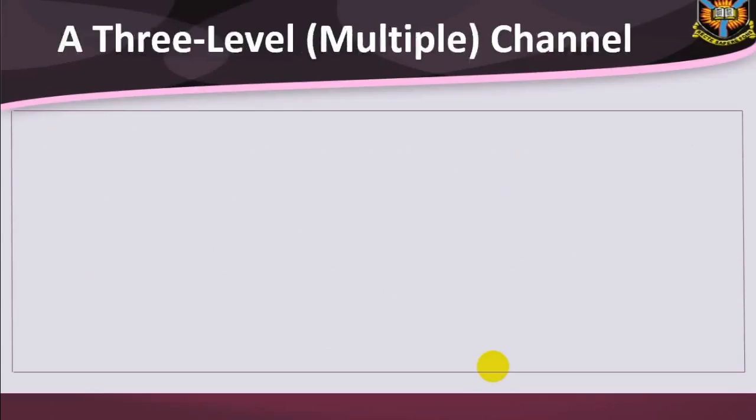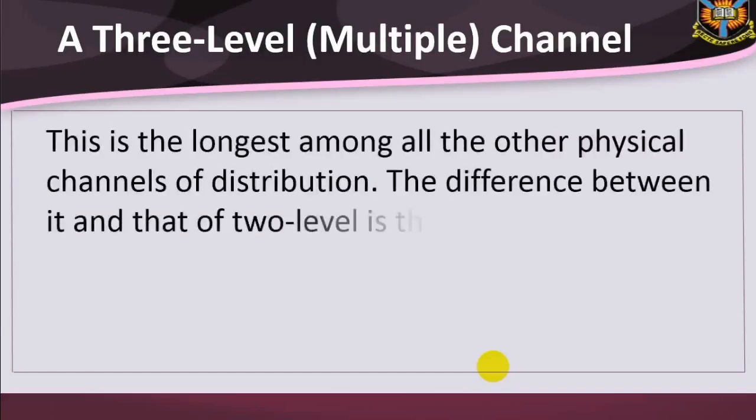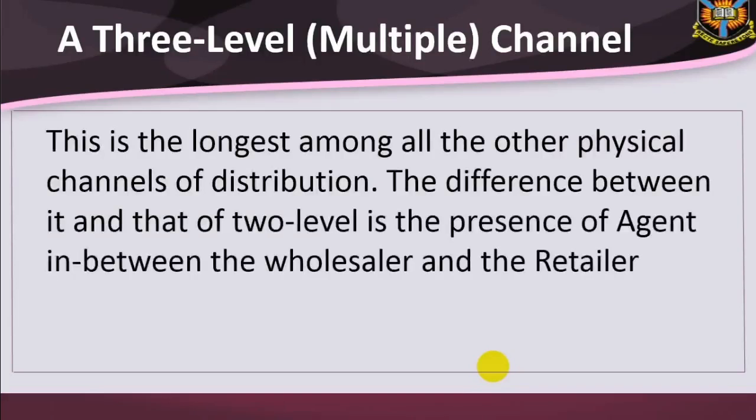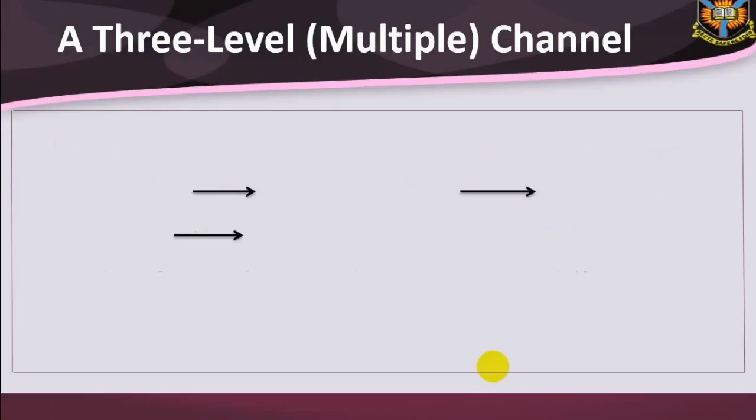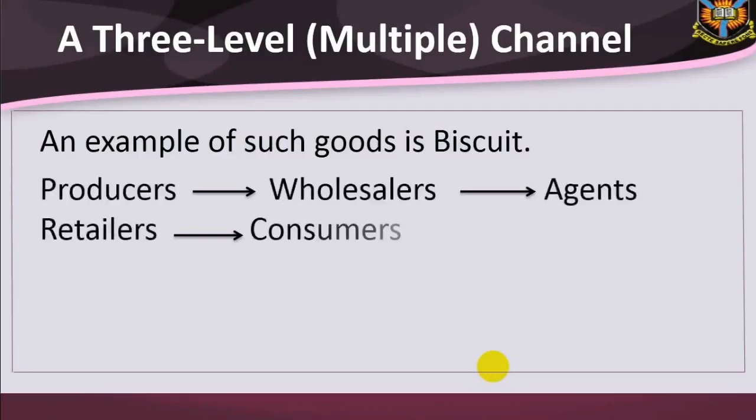4. A three level channel. This is the longest among all the other physical channels of distribution. The difference between it and that of the two level is the presence of agents in between the wholesaler and retailer. In other words, goods produced by the producers do not get to the retailer directly from the wholesaler, but rather have to pass through the agent. An example of such a good is biscuit. So we have producer to wholesaler to agent to retailer to consumers.